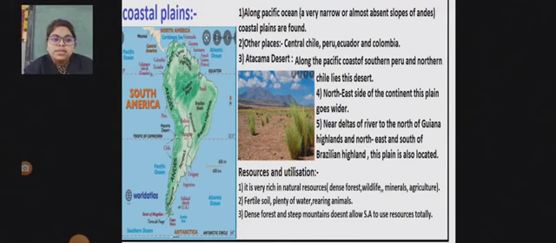The dense forest and steep mountains don't allow South America to use natural resources totally. That means the people who are living in South America, still, it is quite rich in natural resources, but still they cannot use it. Why? This is the reason. Dense forest and steep mountains don't allow the people of South America to use these resources wisely.